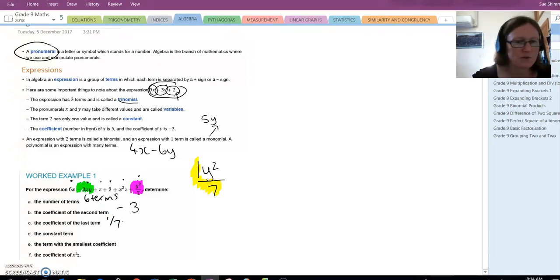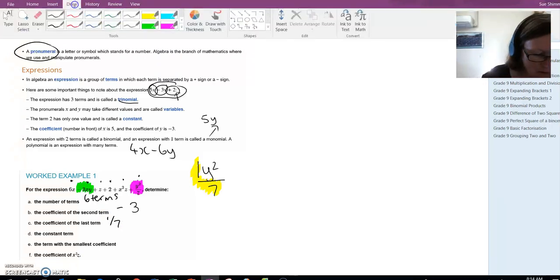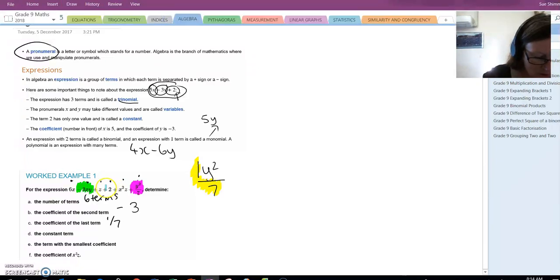What is the constant term? So in there, which is the term without a pronumeral? That's what the constant term is, and there's our constant term. That is the term that hasn't got a pronumeral, so our constant term is 2.